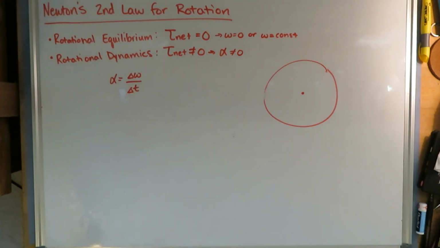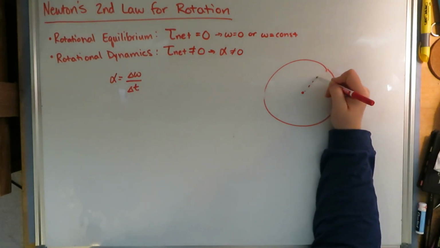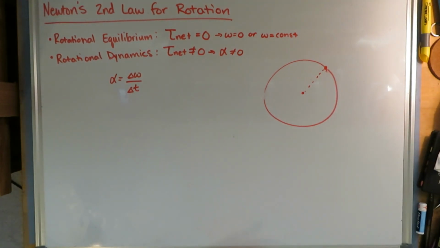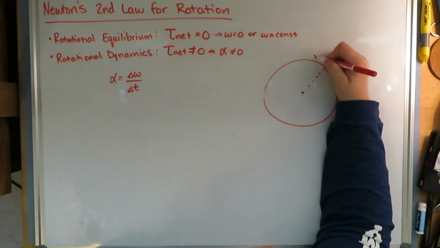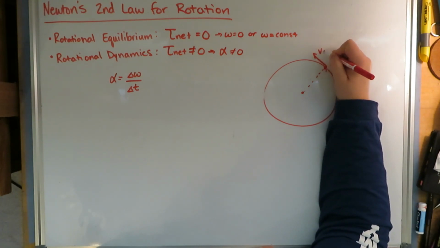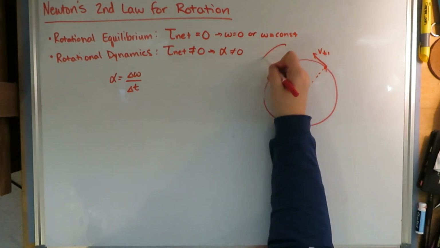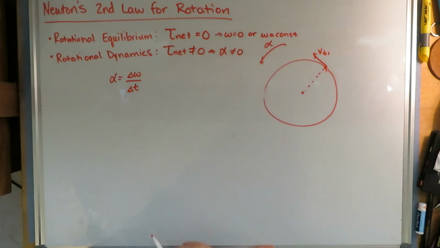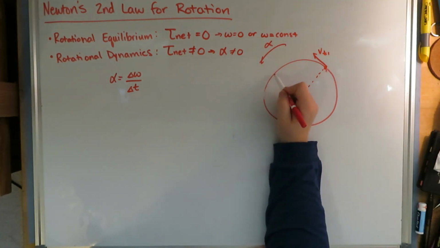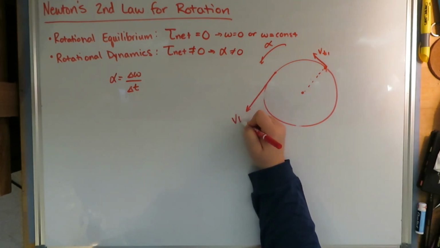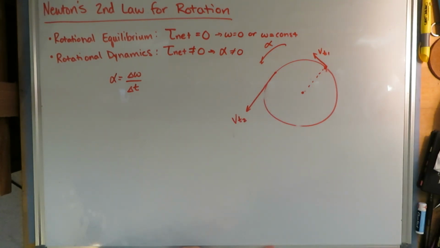So if I was to think about what this meant for an object moving in a circle, if I started off maybe here at some t equals 0, then I could be moving at some linear speed. And then if I have some sort of angular acceleration, that means that I'm going to be increasing in speed, so that at some other point in time, I have some larger speed.